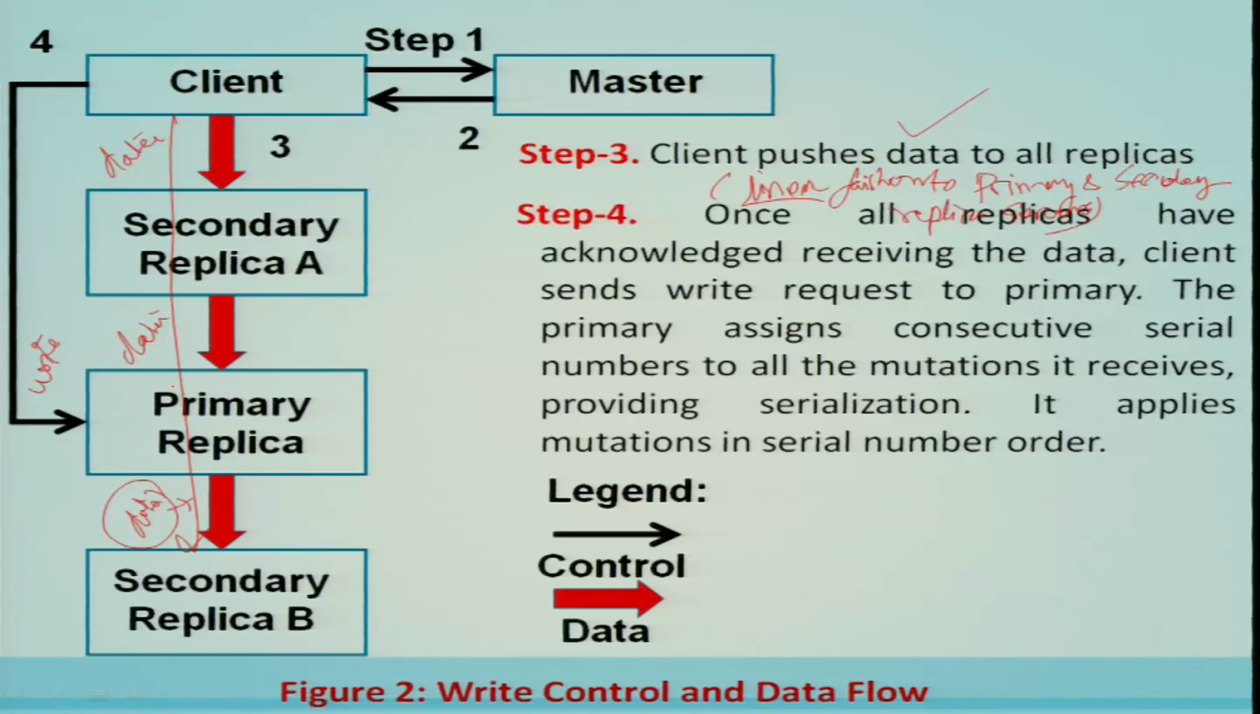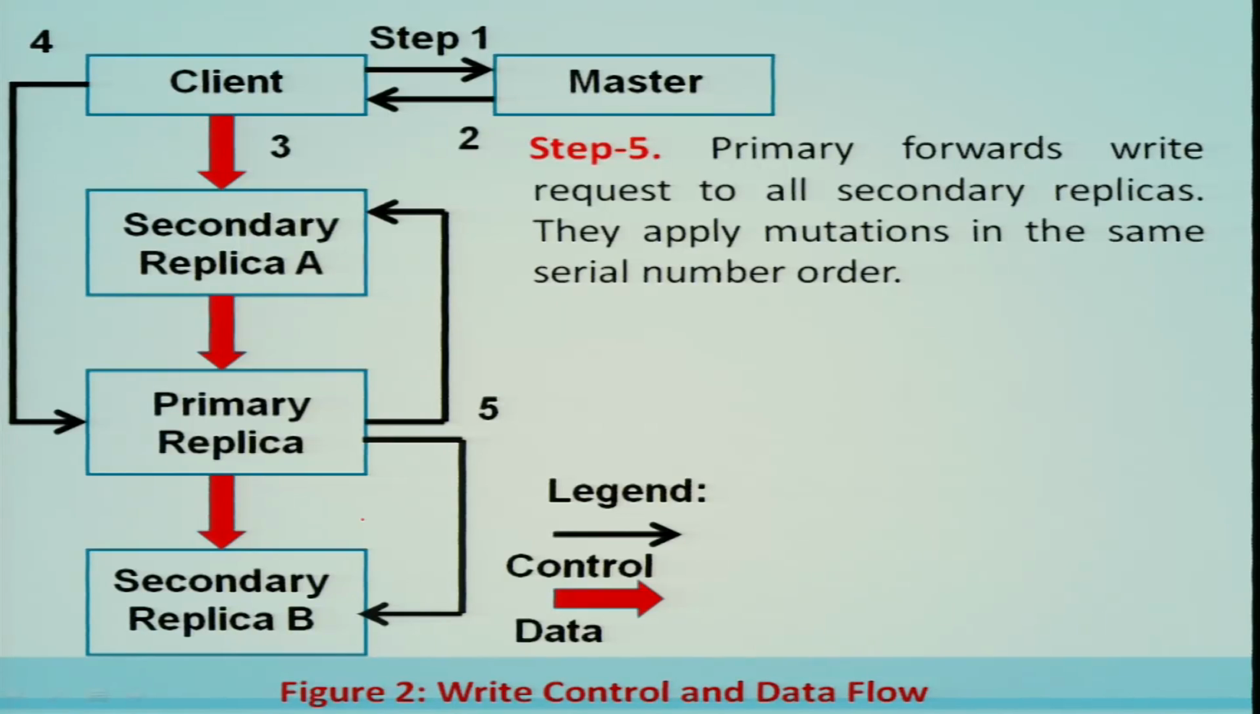So, the primary is now having the lease for maintaining all the replicas. So, the primary assigns a consecutive serial number to all the mutations it receives, and it will provide the serialization, and it applies the mutations in that serial order. So, the data in the form of chunks will get assigned the serial number from the primary replica, and these secondary replicas will use that serial number to order all the mutations.